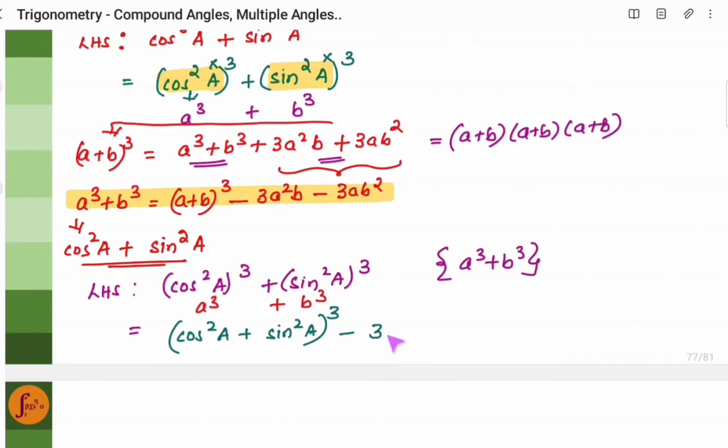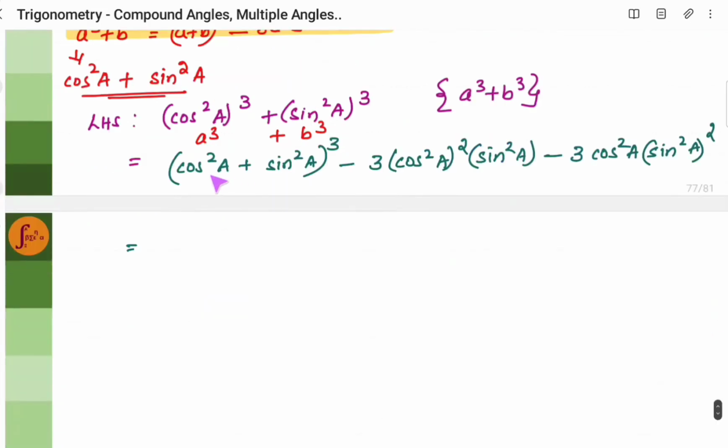Instead of a, we have cos square a, and we have again the square. And instead of b, we have sine square a. Then we have minus 3ab square. Instead of a, we have cos square a. Instead of b, we have sine square a, and there is already a square here. So the whole square. Cos square a plus sin square a is 1, correct?